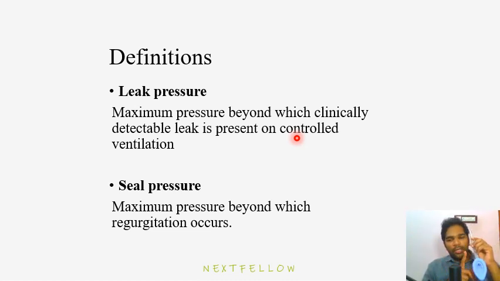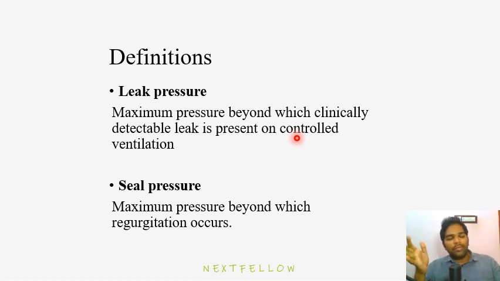So after putting the LMA in place and inflating the cuff to the desired volume, that is 30 here, for every LMA there is a different cuff volume. So the correct volume of the cuff should be set. After that, when you are ventilating, if the ventilator airway pressure goes more than 20, there will be a leak. That is called leak pressure. For every LMA there is a desired, preset leak pressure.